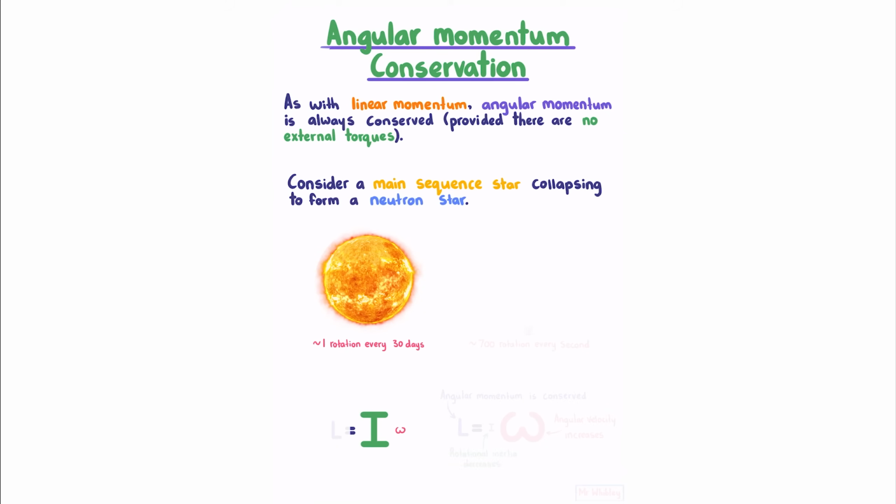Upon collapsing to a neutron star, because the radius has decreased drastically, our rotational inertia has also decreased, and because angular momentum is conserved, assuming there have been no external torques, our angular velocity must increase. Neutron stars have been found rotating as fast as 700 times per second.